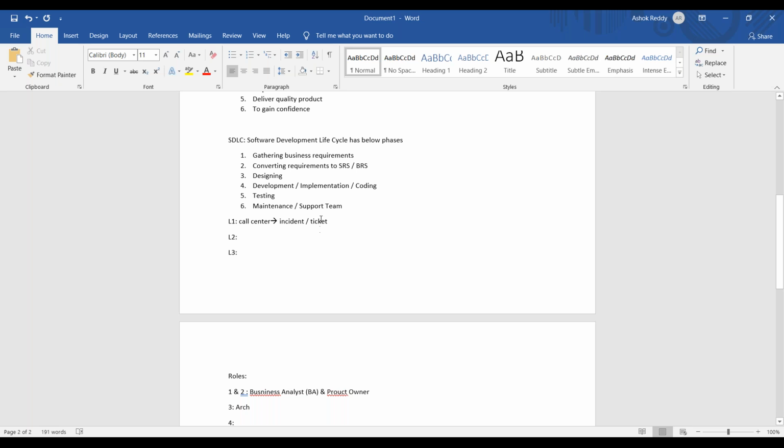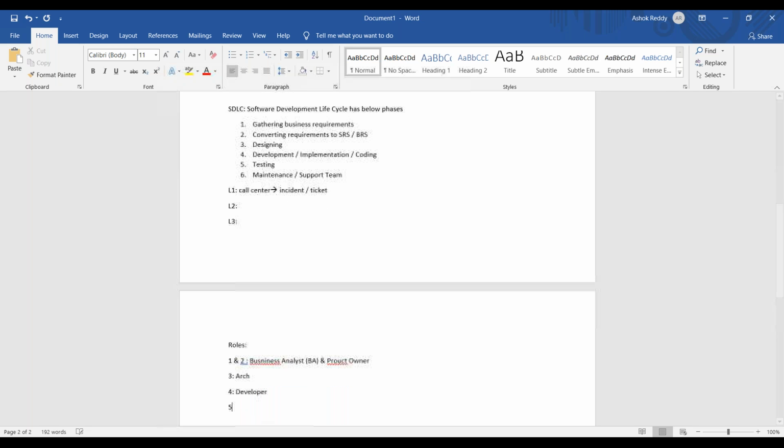So 4, what is phase 4? Development. So who is going to do it? Developer. Phase 5. So who is going to do testing? Tester. So maintenance, you guys already know. L1, L2, L3. We categorized into different teams.